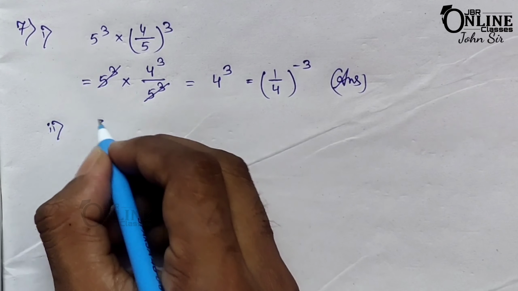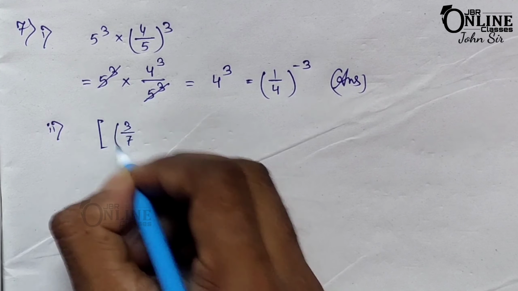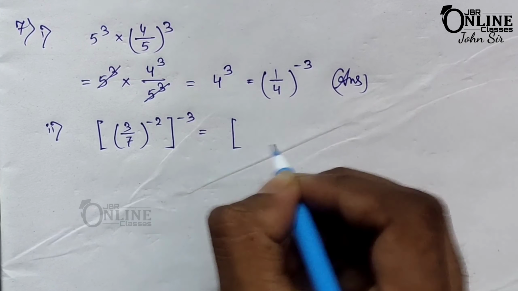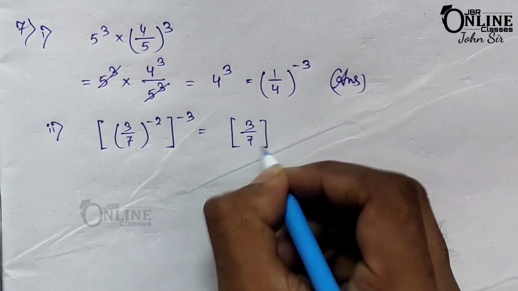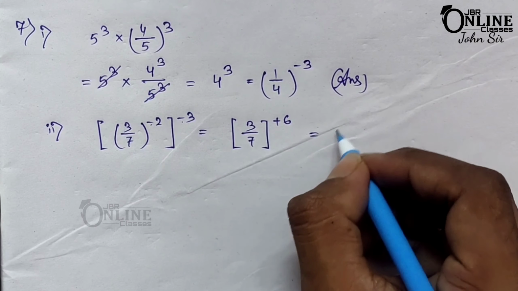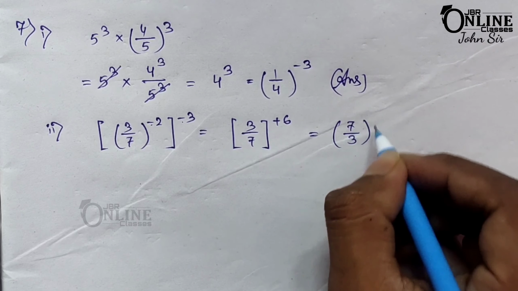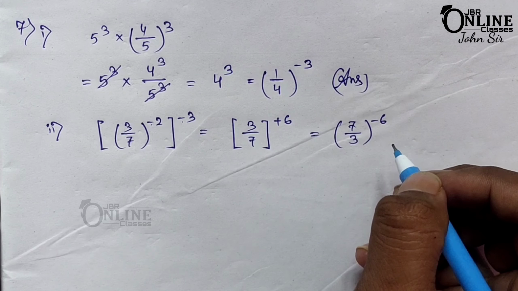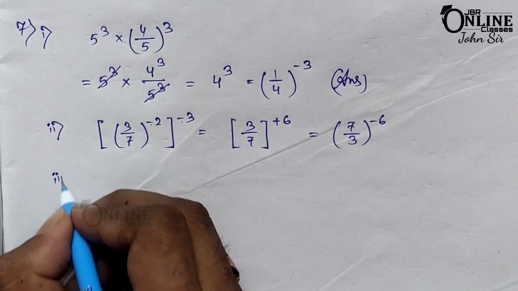Now number 2. In number 2, 3 by 7 whole to the power minus 2, then minus 3. Then here 3 by 7. Now minus 2 into minus 3 is plus 6. So the final answer will be 7 by 3 whole to the power minus 6.